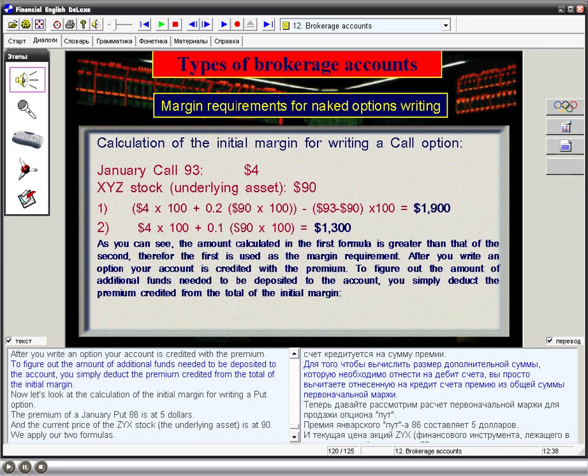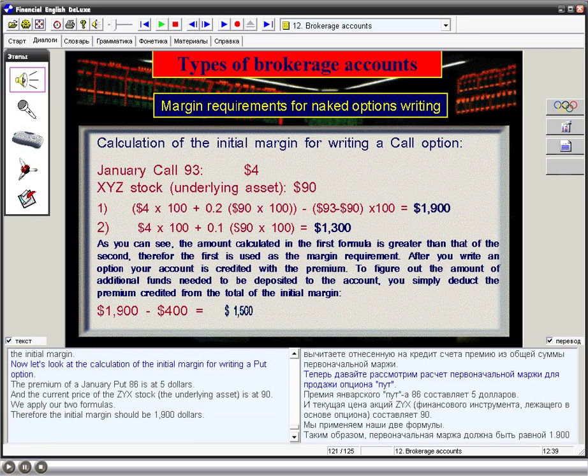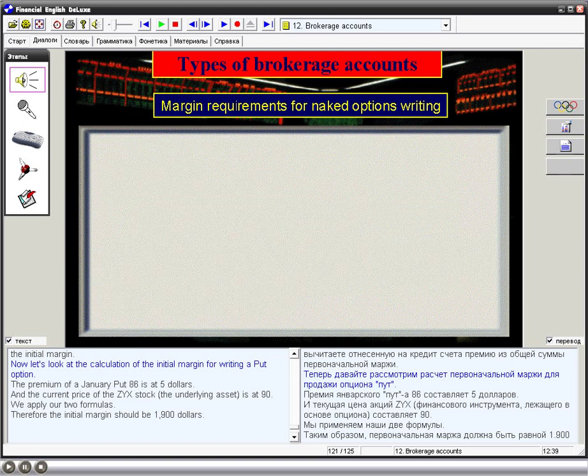Now let's look at the calculation of the initial margin for writing a put option. The premium of a January put 86 is at $5, and the current price of XYZ stock, the underlying asset, is at 90. We apply our two formulas. Therefore, the initial margin should be $1,900.